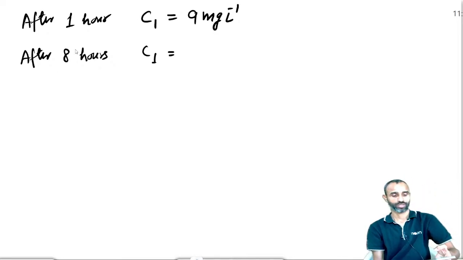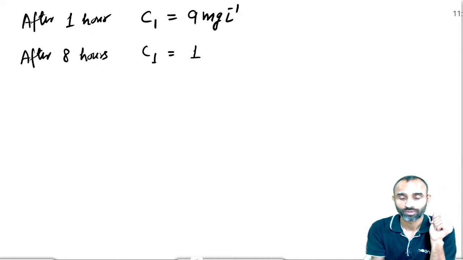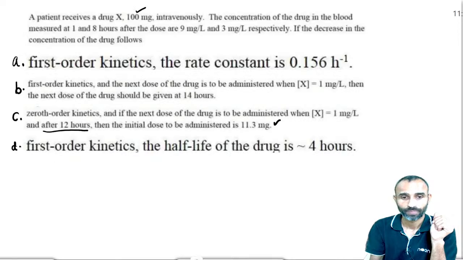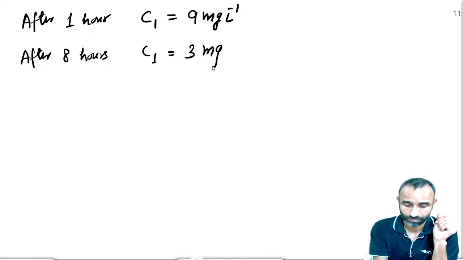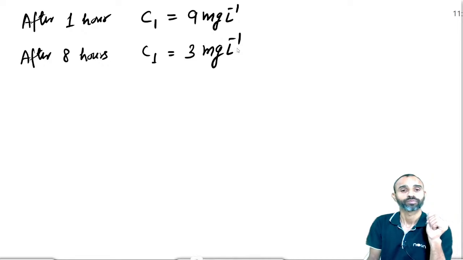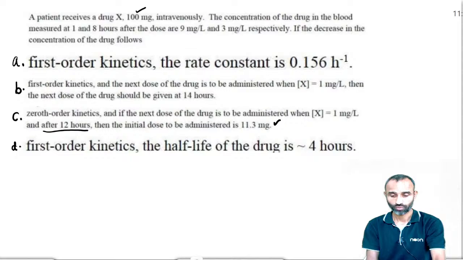After 8 hours, concentration is 3 milligram per liter. So these are the two values given. After time is 1 hour and then time is 8 hours, the concentrations are given as 9 milligram per liter and 3 milligram per liter.